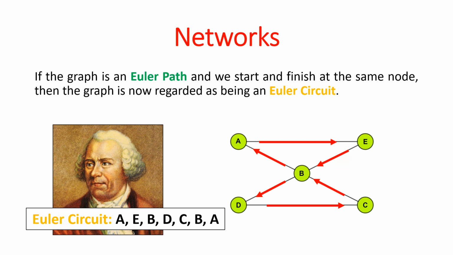Notice in this example, we came across node B twice, and we're allowed to do that. We're only allowed to go along each edge once, but we can go into any node as many times as we need to.